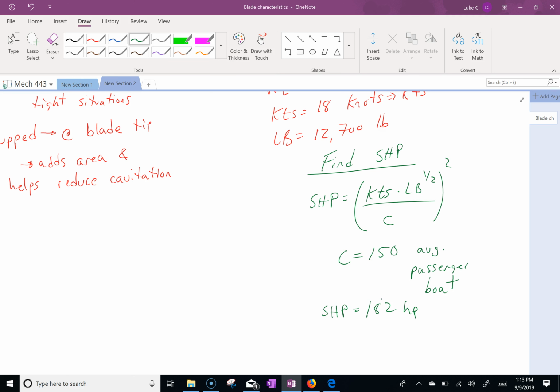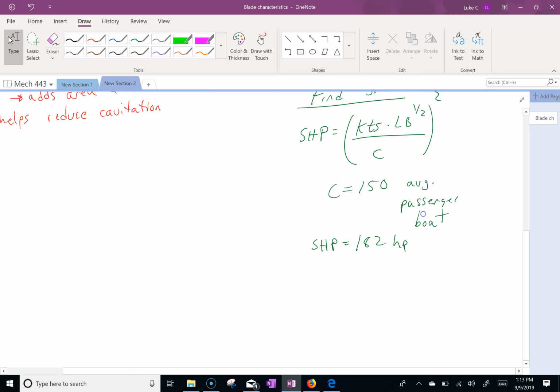Okay? We're going to take this number. We're going to divide by 0.75, because we don't always want to run at 100% RPM for the motor. We're going to run at 75%. Okay? So now, this new SHP is 242 horsepower. You don't want to always be cranked full max all the time. You want to be at, in this case, 75%. It's typical.